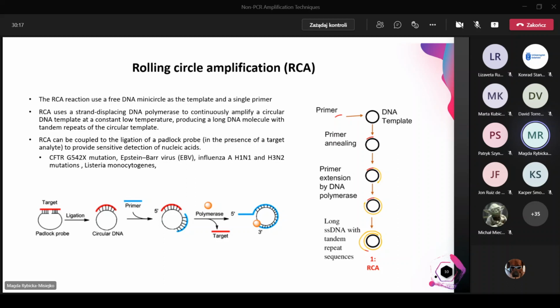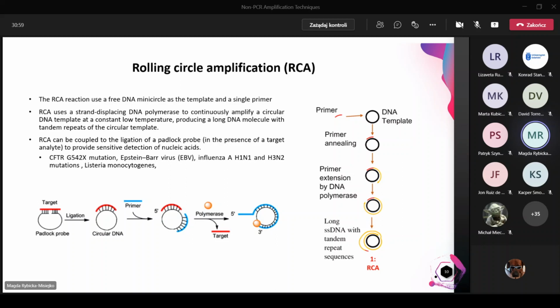And this reaction is widely used for diagnostic purposes in direct or indirect detection of different nucleic acids, proteins, and other biomarkers. Rolling circle amplification can be coupled to the ligation of a padlock probe to provide sensitive detection of nucleic acids. And the padlock probe is a single probe that contains 3' and 5' end sequences that bind to the target sequence in a juxtaposed manner to aid a ligase-mediated circularization of the padlock probe.